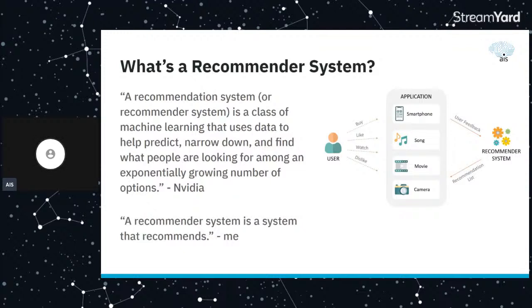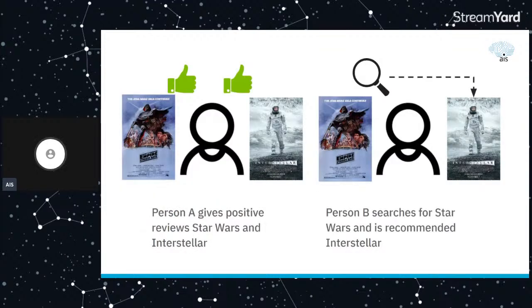Based on your activities and the activities of other individuals, the recommender system will recommend things that it believes are good fits for you. As a really quick basic example, imagine person A gives positive reviews of Star Wars and Interstellar. If some other person searches for Star Wars, they're probably going to be recommended Interstellar, because based on this database, it's reasonably likely that someone interested in Star Wars might like Interstellar as well. This is the simplest example just to get the point across.